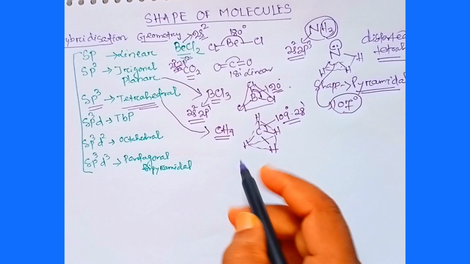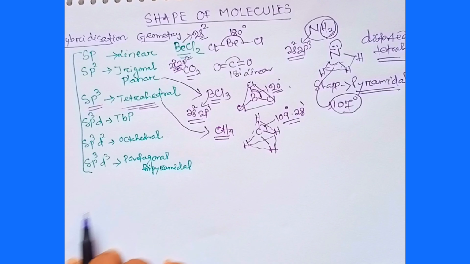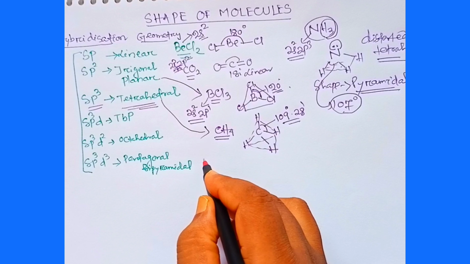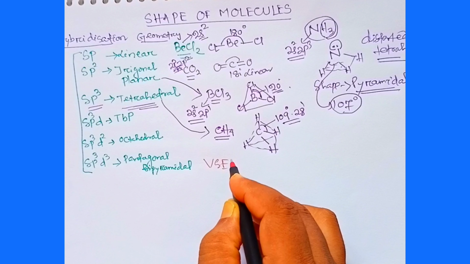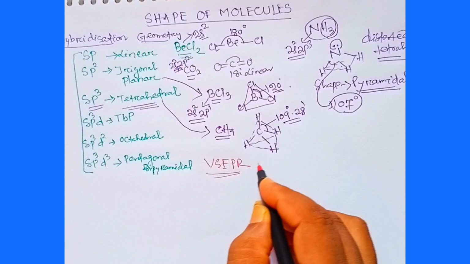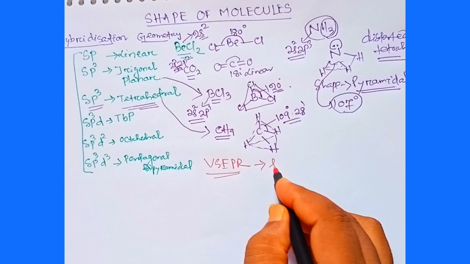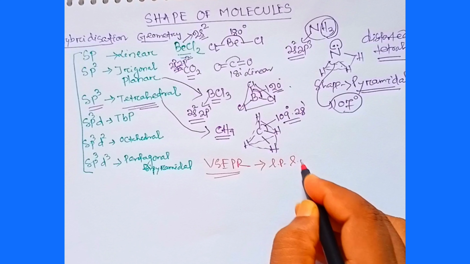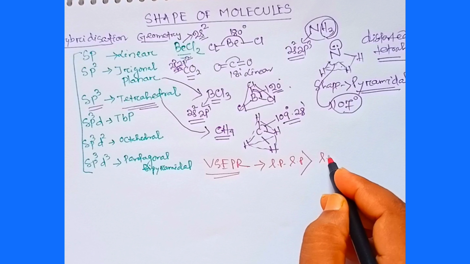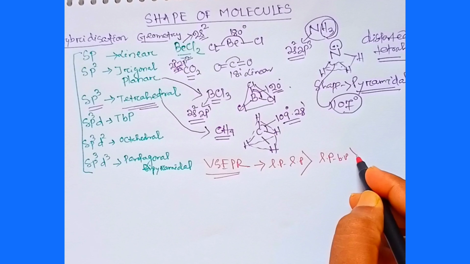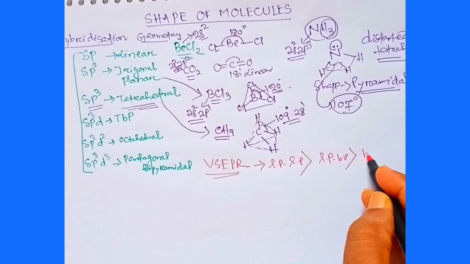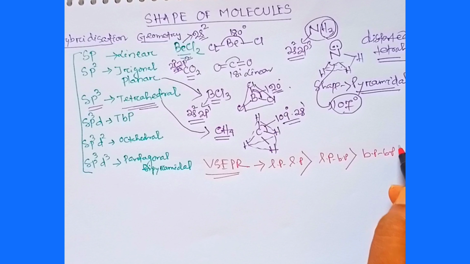Why? Because this is the gist of VSEPR theory. We know the VSEPR theory. What is the gist of VSEPR theory? The VSEPR theory mainly describes that lone pair-lone pair repulsion is greater than lone pair-bond pair repulsion, and lone pair-bond pair repulsion is greater than bond pair-bond pair repulsion.